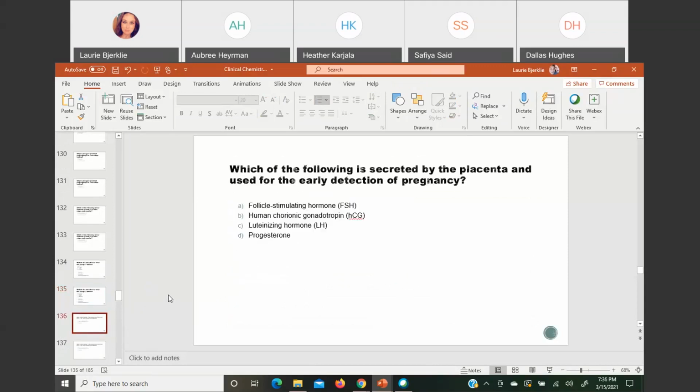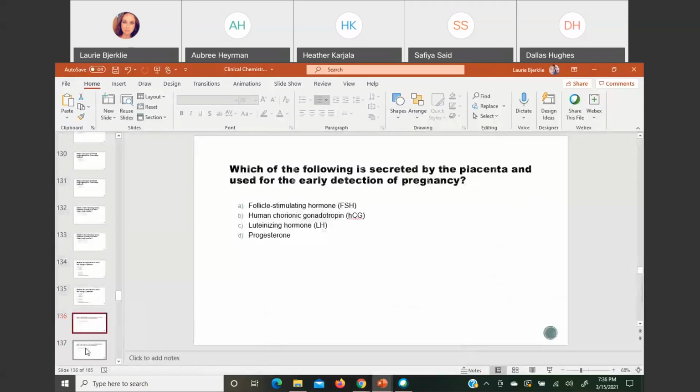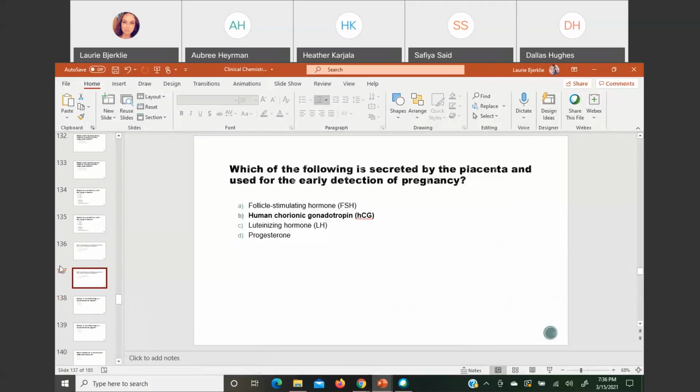Which of the following is secreted by the placenta and used for the early detection of pregnancy? All right, I think enough of you answered it. Yep, HCG. So most of us have those little wave kits in the lab that we can run, but you can also run quantitative HCGs on your chemistry analyzers to get the actual value of how much hormone they have.